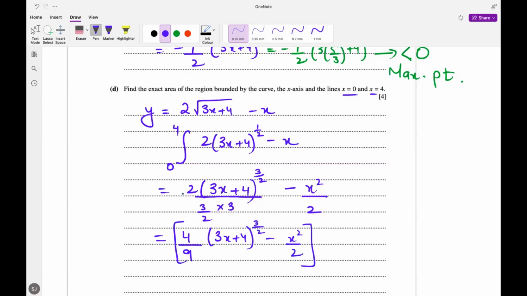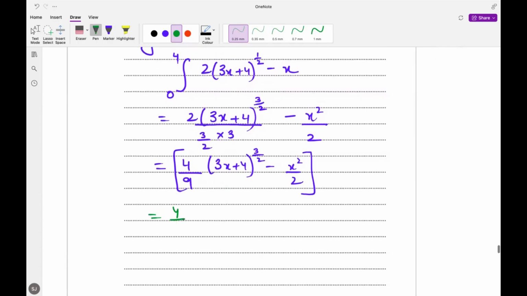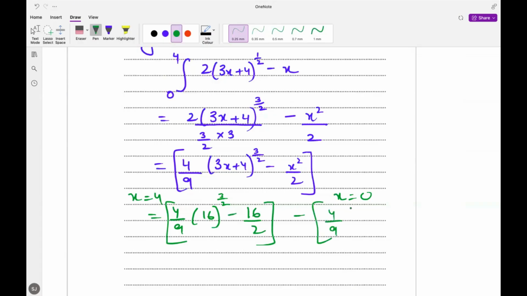Now substituting the limits, which were 4 and 0. So first, using x equals 4, we'll get 4 upon 9 into 3 into 4, which is 12, plus 4, which is 16 to the power 3 upon 2, minus 4 squared upon 2. So 4 squared will become 16 upon 2. And then we'll subtract the lower limit. So substituting x equals 0, we'll get 3 times 0, which is 0, so this will be 4 to the power 3 upon 2, minus 0 upon 2, which will be 0.